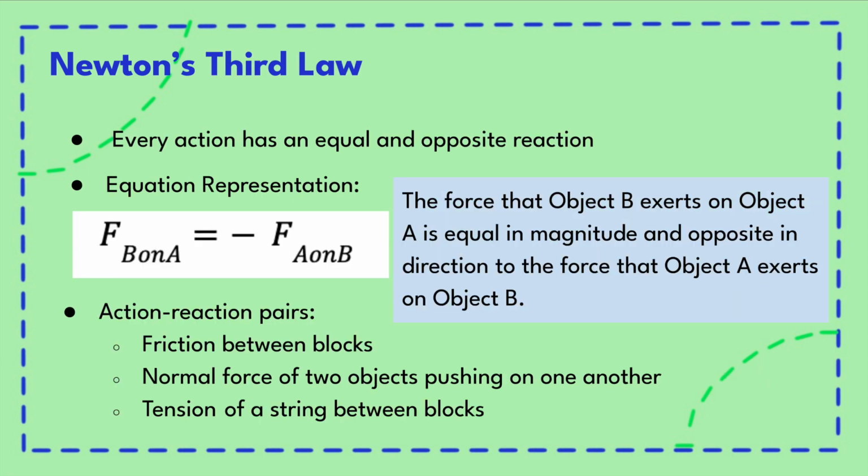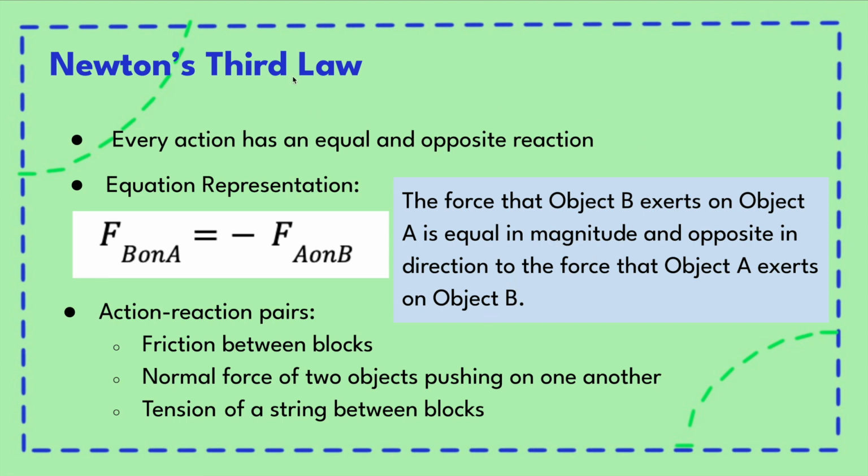Newton's third law states that every action has an equal and opposite reaction, and we often see this law being applied in terms of forces. So an equation representation of this is that the force that object B exerts on object A is equal in magnitude and opposite in direction to the force that object A exerts on object B. And remember that forces are vectors, and vectors possess both a magnitude and a direction.